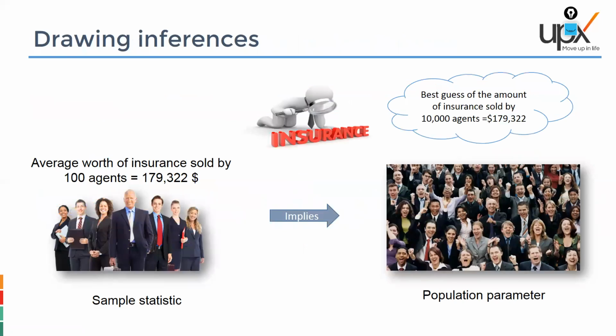Drawing inferences. Another real world example. You have only 100 agents' data: the average worth of insurance sold by 100 insurance agencies is $179,322. As we discussed in the previous recordings, because it's a data point about a sample, it is called a sample statistic. From this, can you infer more about the general population, all the insurance agents? The best guess of the insurance sold by 10,000 agents would be $179,322. You are extrapolating this inference. You have this data from 100 agents, which you feel is good enough, and based on that value, you are inferring what the general population is going to be.